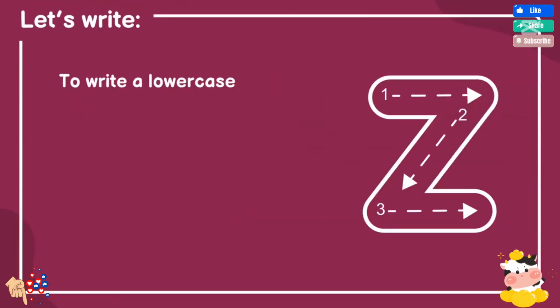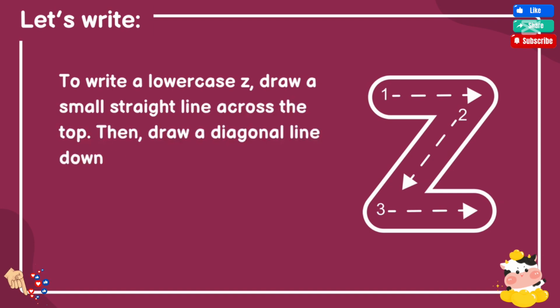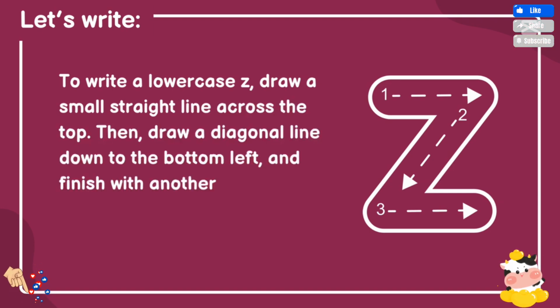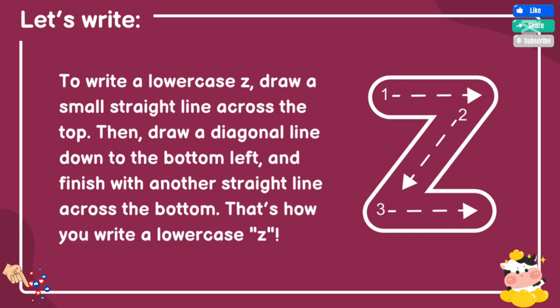To write a lowercase z, draw a small straight line across the top. Then, draw a diagonal line down to the bottom left and finish with another straight line across the bottom. That's how you write a lowercase z.